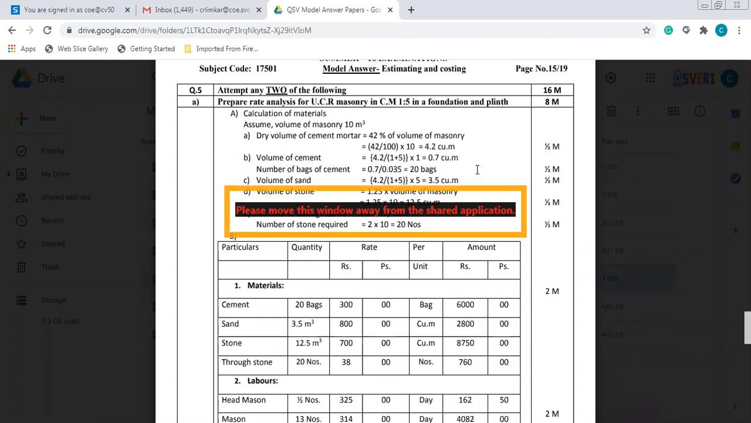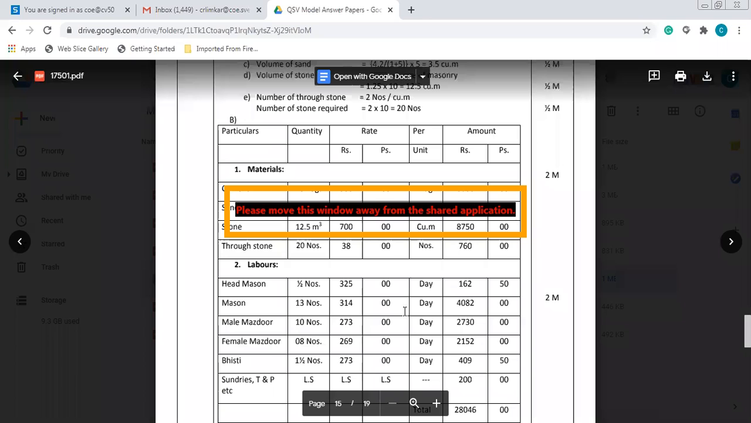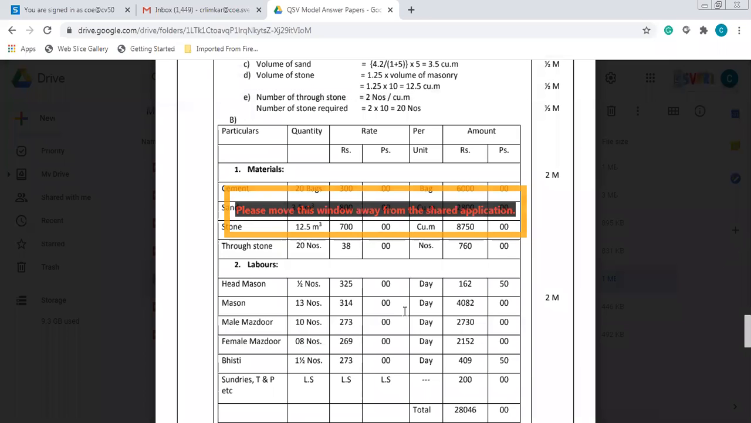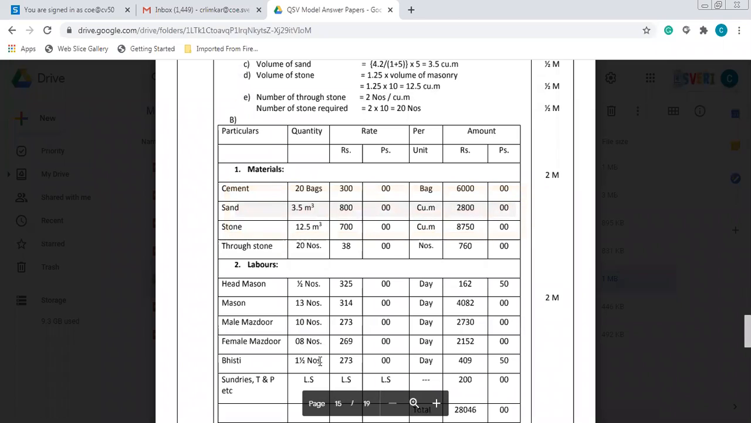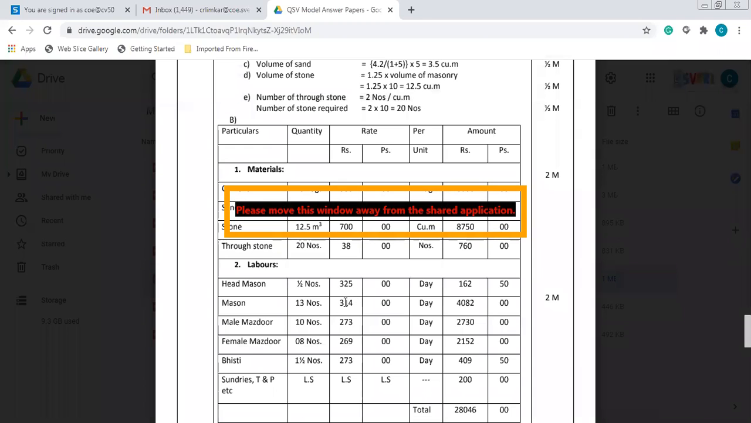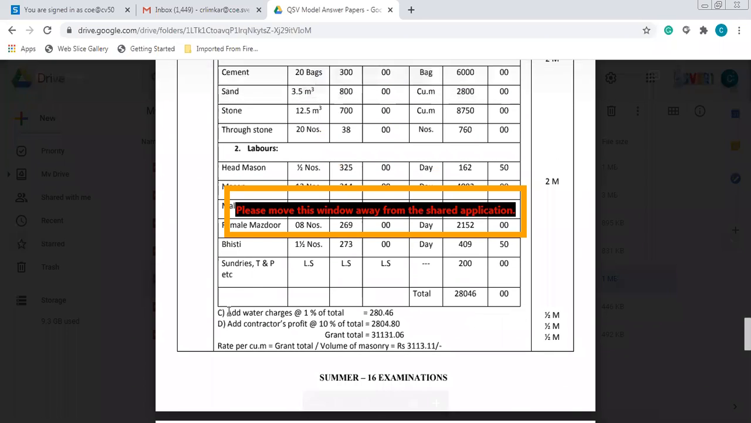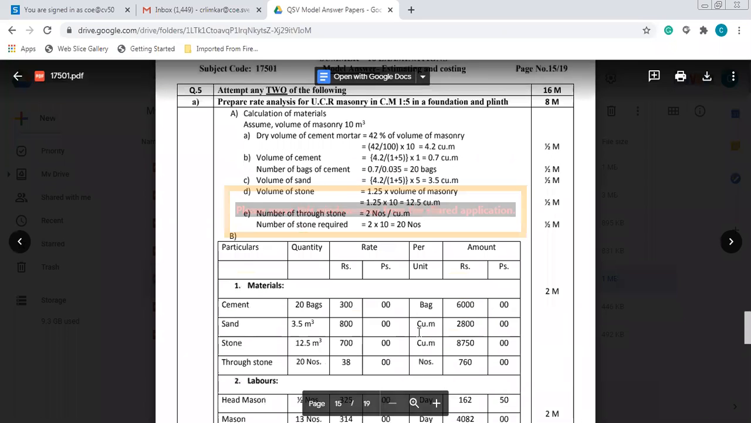but preparing the tables. For the materials we have the 4 materials: cement, sand, stone and throw stones. And then labors, putting their values in the labors: head mason, mason, male mazdoor, female mazdoor, bistis. Head mason half number, mason 13, male mazdoor 10, female mazdoor 8 numbers, and bisti 1.5 numbers. The rates are described over here. You can put your own rates. There may be slight change, it is acceptable. Just add the 1% that is required for the water, 10% contractor's profit, and get the final total. So in this way you have to solve the problem of UCR masonry.